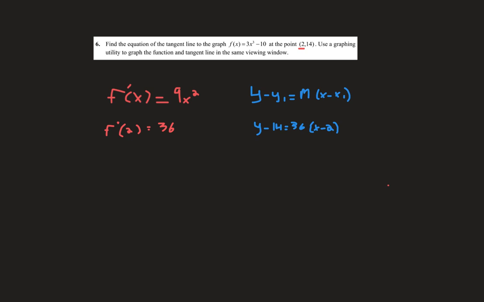So once you get that value, 36, you want to plug it into this equation right here, and we'll get our variables from here and the 36, and then we simplify this to get our equation. And once we simplify, we should get y equals 36x minus 58, and that will be the equation of the tangent line.